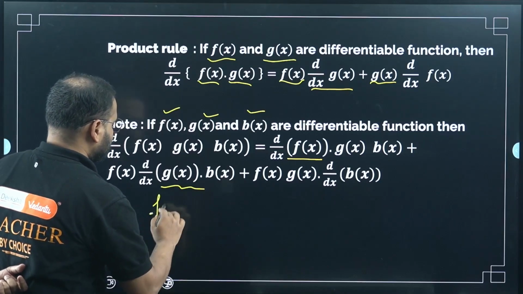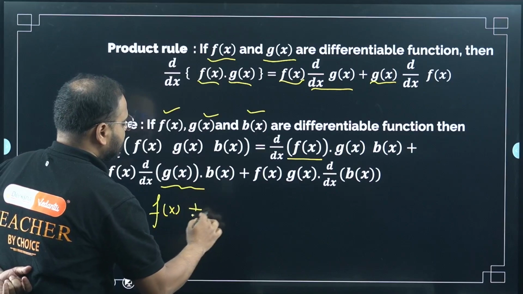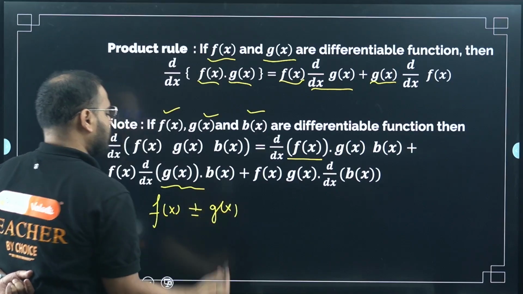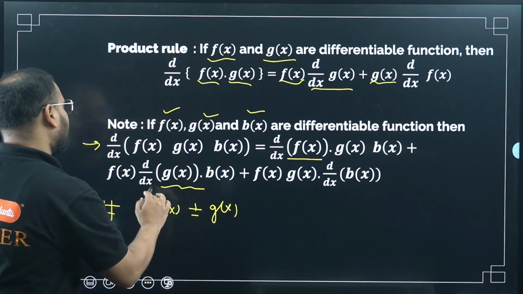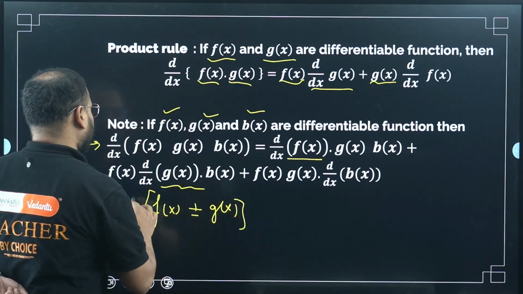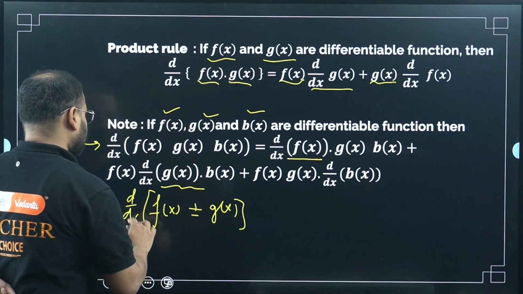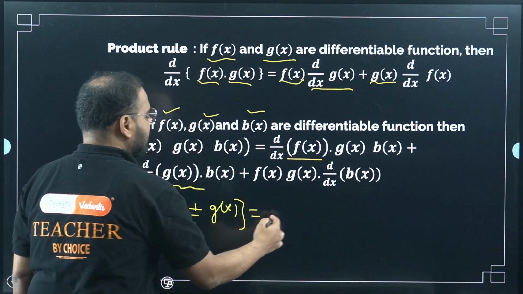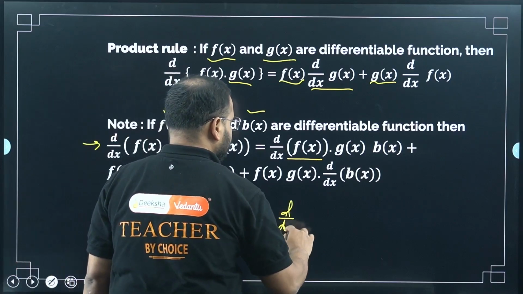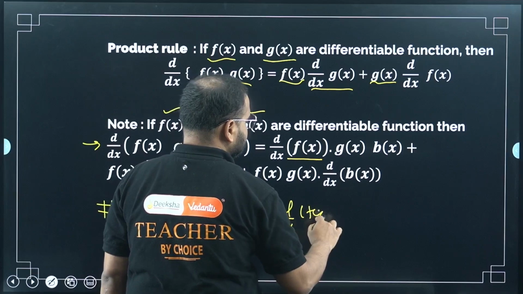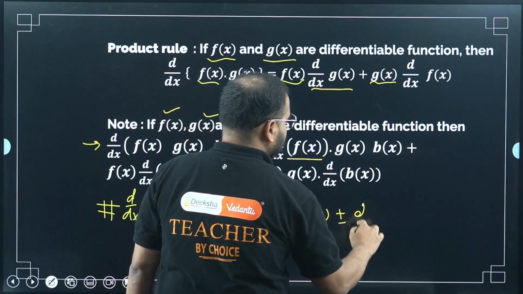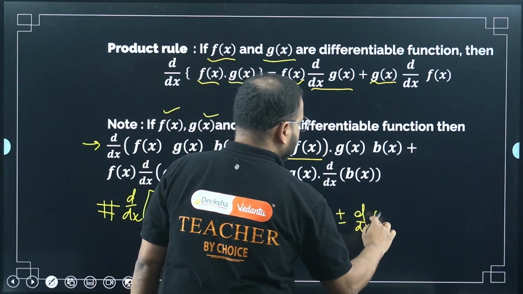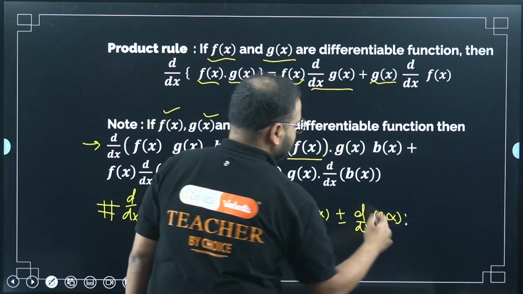If I have this operation, f(x) plus or minus g(x), and we are asked to find the differentiation of this, what we're going to do is simply write it as the differentiation of f(x) plus or minus the differentiation of g(x).